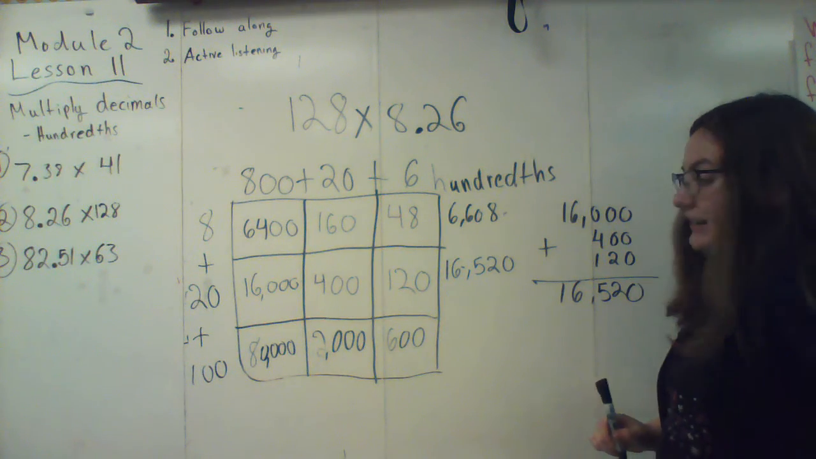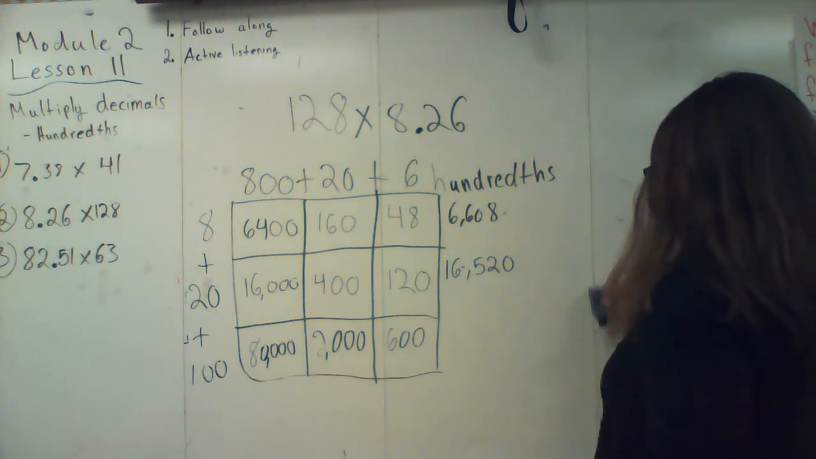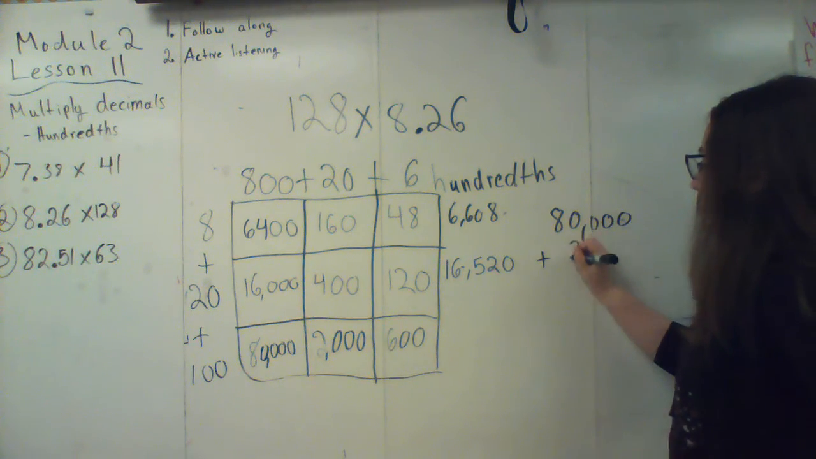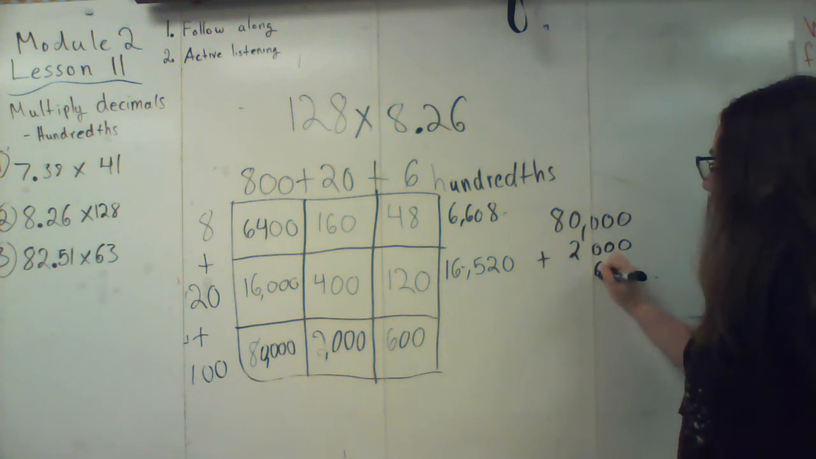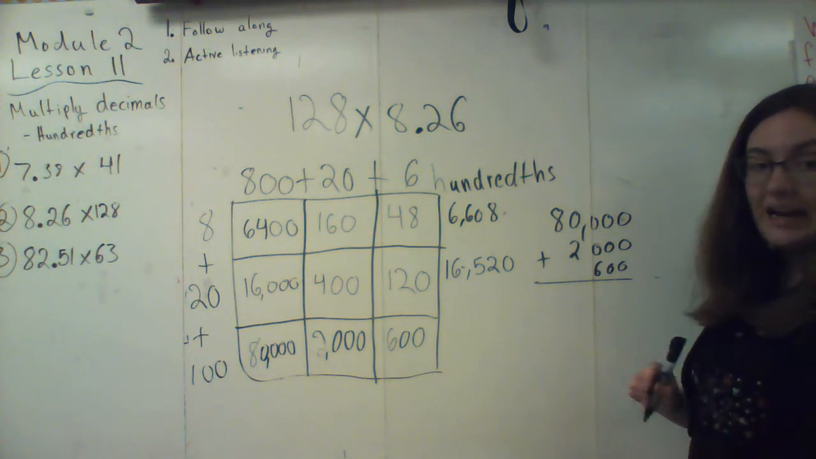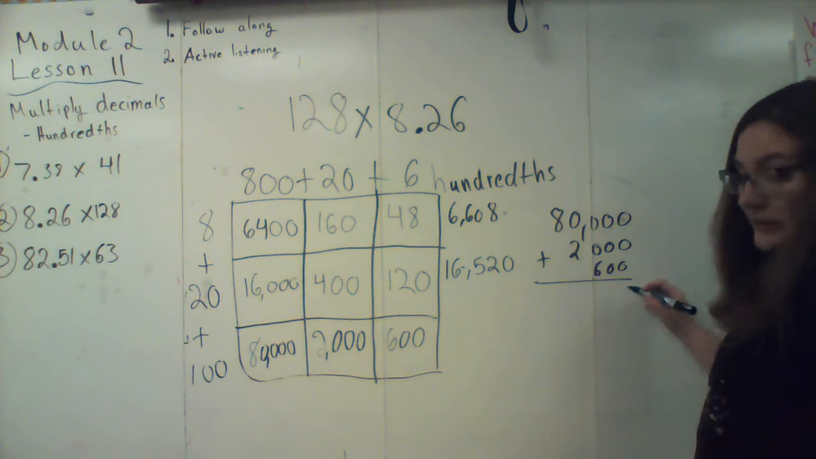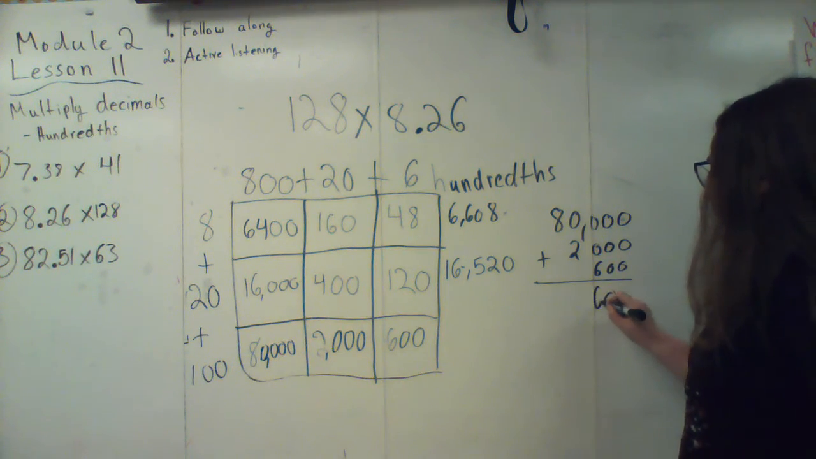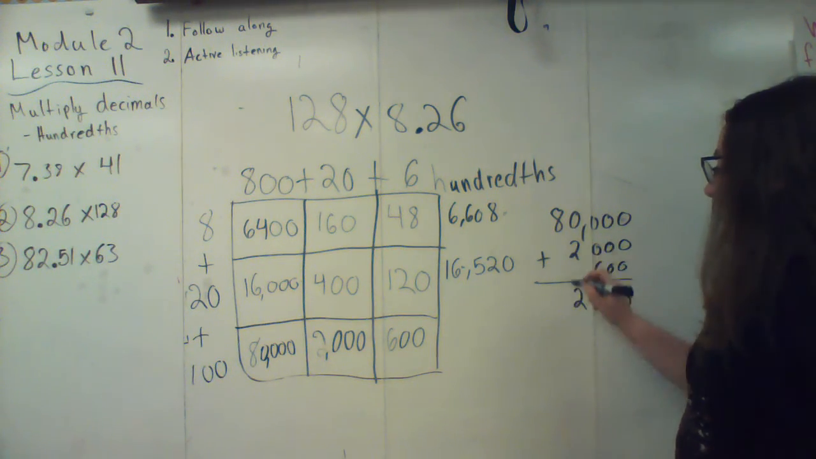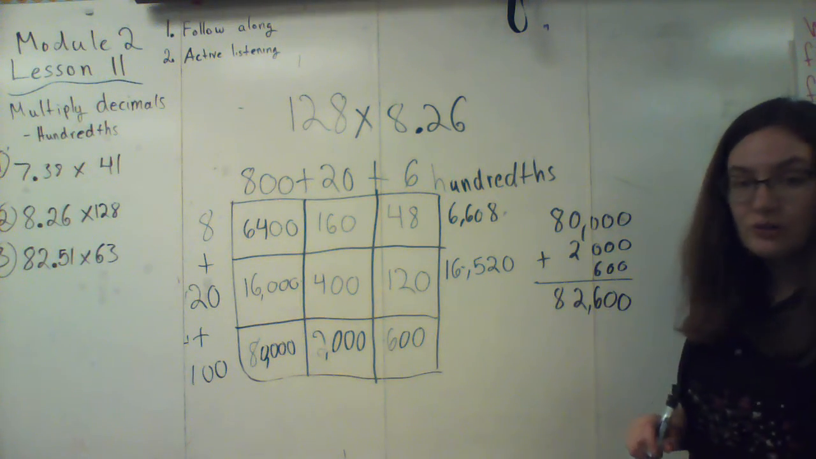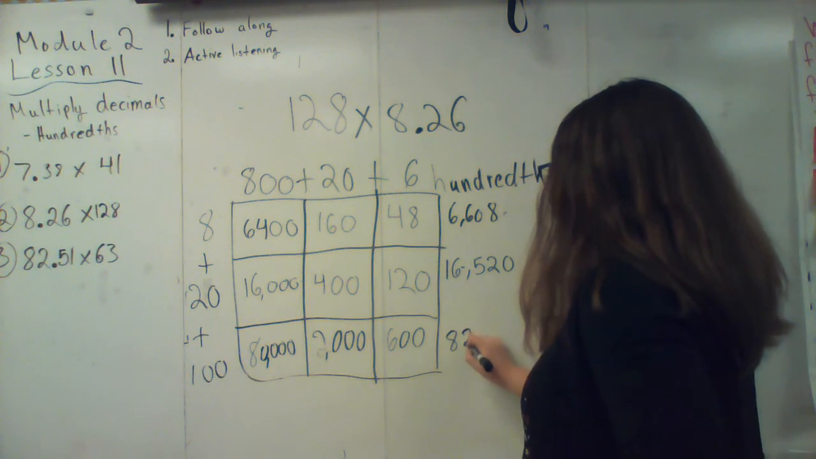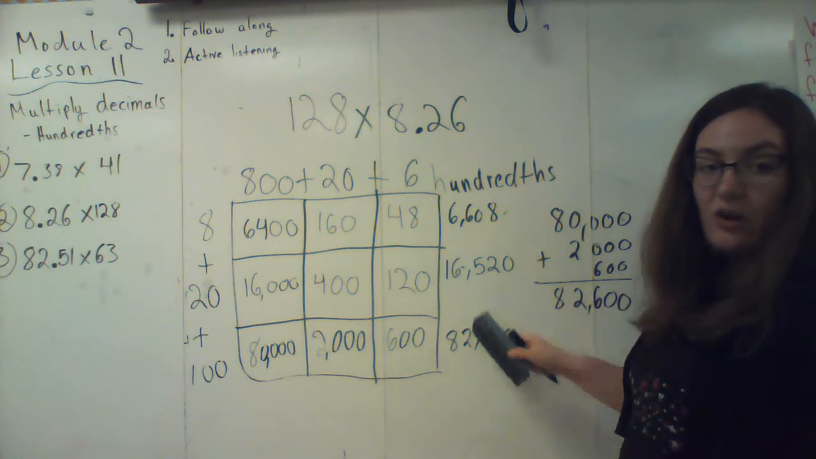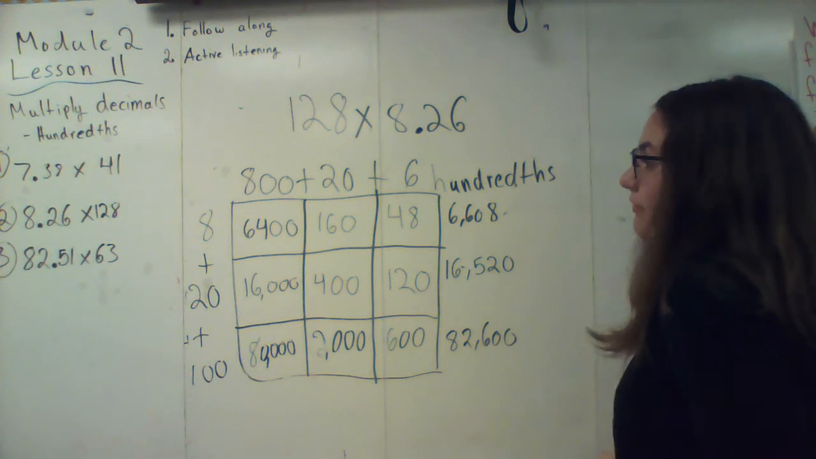And now I need to find my last one, so I'm going to erase this again. So I have 80,000 plus 2,000 plus 600. So I'm going to add up these three numbers. 0 plus 0 plus 0 is 0. 0 plus 0 plus 0 is 0. And 0 plus 0 plus 6 is 6. 0 plus 2 is 2. And 8 plus nothing is 8. So my last partial product is 82,600.